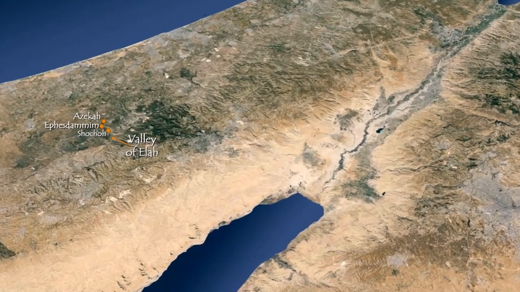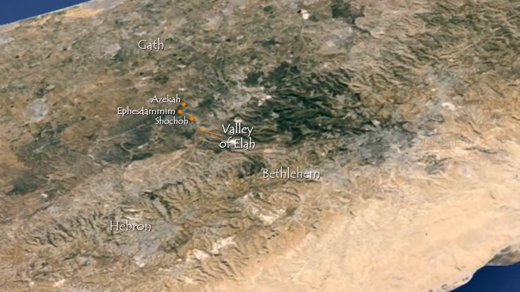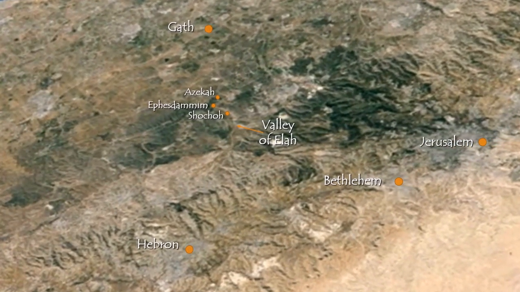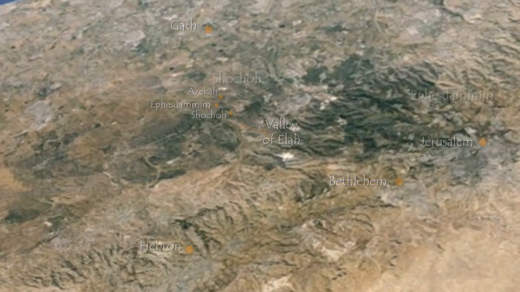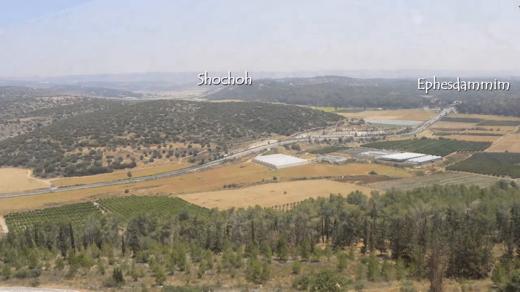The valley of Elah was a main passageway from the Philistine city of Gath to the Israelite city Hebron. It cuts through a mountainous ridge that separated Israel from Philistia. It would have been of great strategic importance in the ongoing war between these two nations. The Philistine army came as far as Shochoh, but retreated back to Ephes-dammim when Saul and the Israelite army came to the valley of Elah behind him.